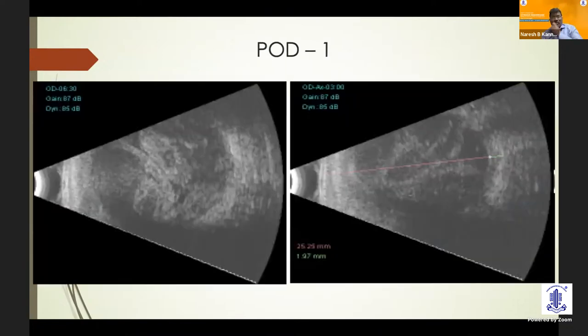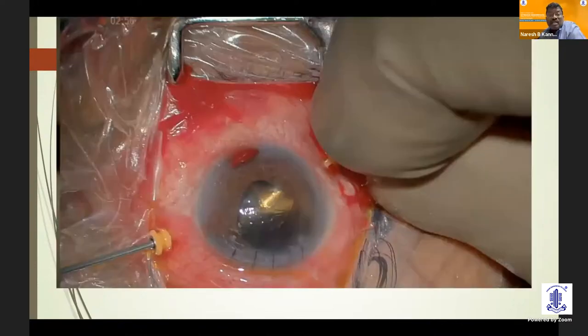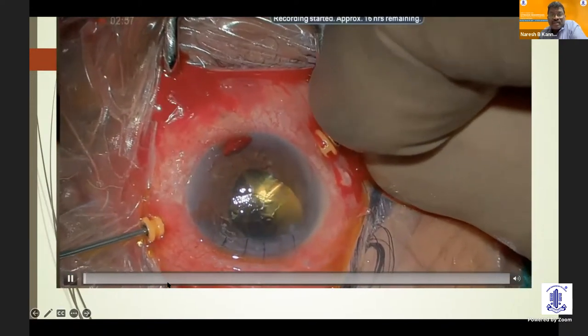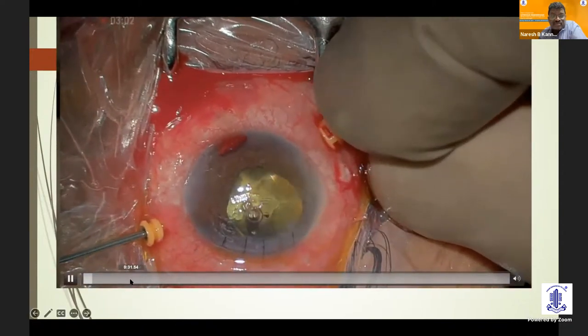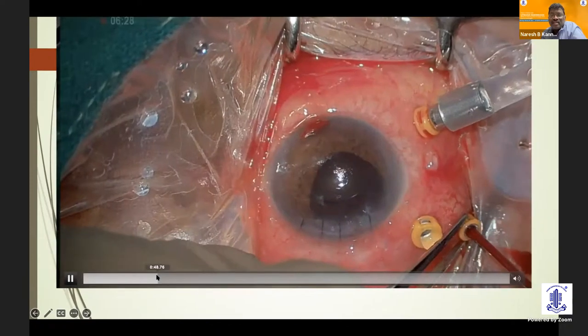So this is POD one. The eyeball is nicely formed, with the retinal detachment and the suprachoroidal hemorrhage. And then this was the 14th post-op day of the same patient. This is the patient whom we operated, the same patient. In those days we used to have a 6 millimeter cannula, so that way it's very fine. This patient had suprachoroidal hemorrhage, and it was drained.